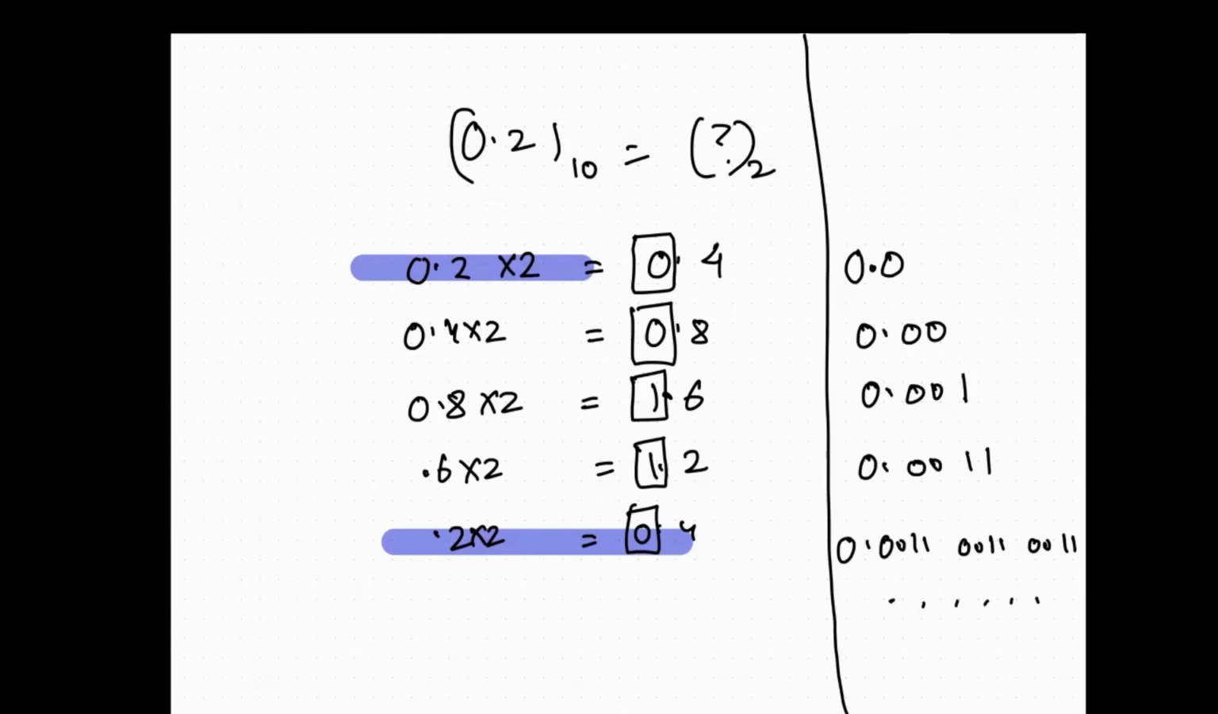Let's actually work this out on the interpreter. So what does 0.0011 mean? 0 into 2 to the power minus 1 plus 0 into 2 to the power minus 2 plus 1 into 2 to the power minus 3 plus 1 into 2 to the power minus 4. Let's say that we had only 4 digits of precision allowed to store. Can everyone take a note of this number? 0.0011 repeated multiple times.